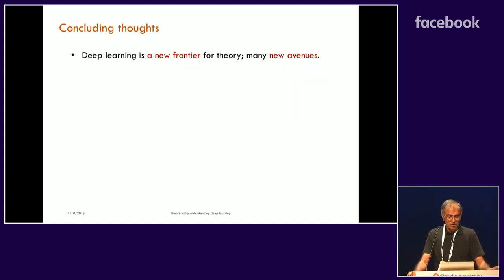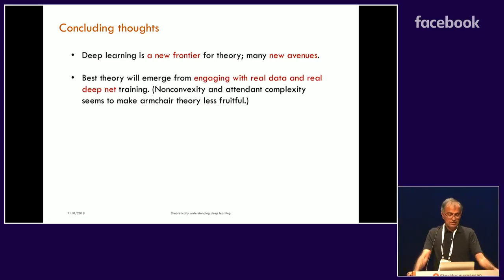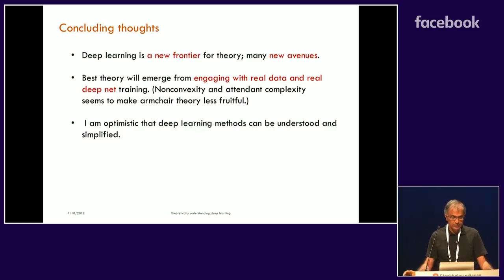So, to conclude, deep learning is a new frontier for theory with many new avenues. The best theory will emerge from interacting and engaging with real data and real deep net training. Maybe this is more a message for theorists, because in the past, for SVMs and other convex models, one did not need to do the experiments as much. But today we are in a sort of postmodern mode where we look at what's going on empirically to even begin to come up with a guess for what the theory might be. So I think that's very important, and we theorists should have our students engage with real data and real deep net training.